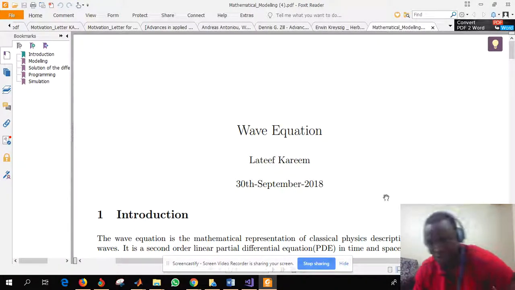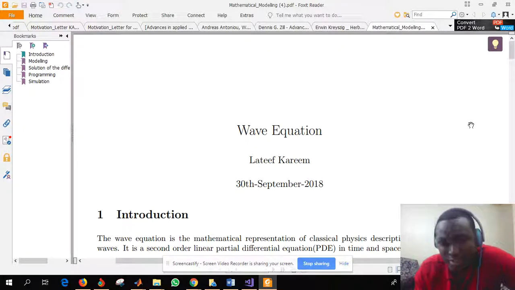This is 1st of October, and I've decided to select the wave equation for the assignment that you gave me. So I'm going to be describing the thinking behind the modeling that leads to a wave equation, which is the partial differential equation that generally describes the physical phenomenon of wave propagation.